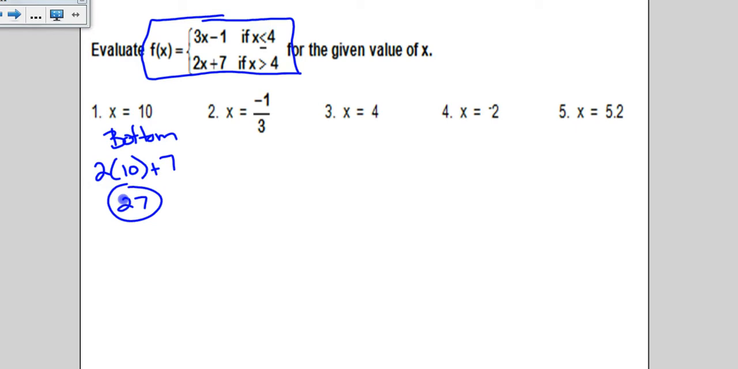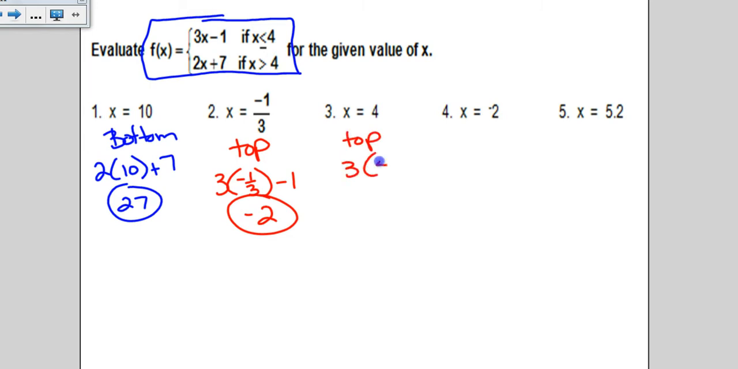For number 2, x is negative 1/3. We have to figure out if we're supposed to use the top or the bottom function. Since negative 1/3 is less than 4, we're going to use the top function. So our top function says 3 times our x, which is negative 1/3, minus 1, and that will give us negative 2. Number 3 says x equals 4. It says to use the top function if your x's are less than or equal to 4, and since we're equal to 4 this time, we're still going to use the top function. So 3 times 4 minus 1 gives us 11.